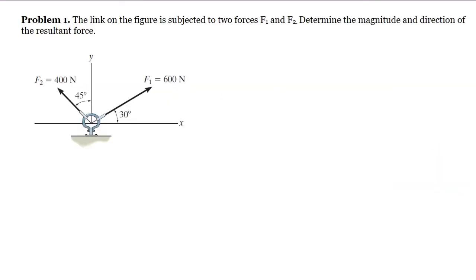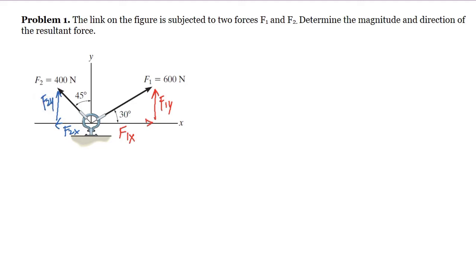Problem number 1. The link on the figure is subjected to two forces, F1 and F2. Determine the magnitude and direction of the resultant force. Since in chapter 1, we already talked about the components of the forces, so in here, our F1 will have two components, that is the F1x, and of course the F1y. And for the F2, you have here F2x, that's directed to the left, and F2y directed upward.